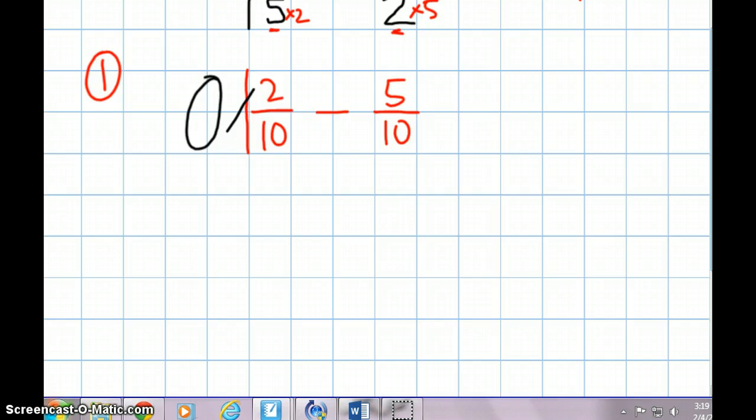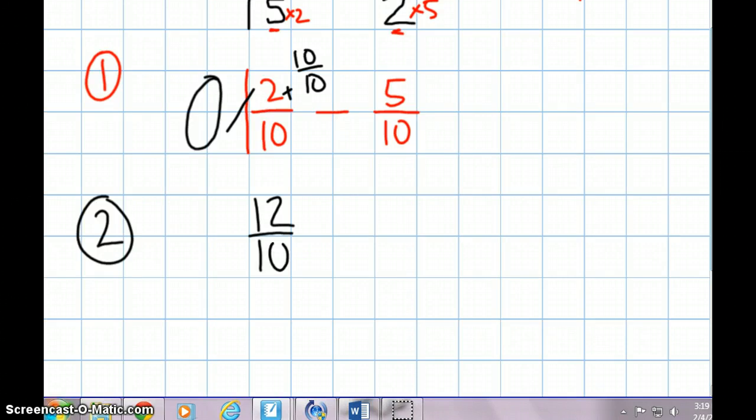And what I do is I take that whole number and I convert it to a fraction to add to my 2/10. So because I'm dealing with tenths, if I want to write one whole using tenths, it's going to be 10 tenths. And I'm going to take that 10 tenths and add it to the 2/10. So now, in my second step here down below, you will see my new fraction, 2/10 plus 10 tenths, is going to be 12 tenths. Okay? And then I'm going to keep the subtraction and the 5 tenths.